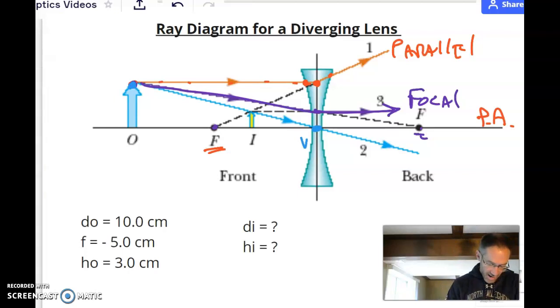And then you're going to have the chief ray, and the chief ray is going to go through that vertex, and it's not going to change direction. It's just going to keep on going because it has no angle of incidence, and so it has no angle of refraction. Now, the place where those three either cross or seem to cross, that's where the image is going to be. You can see that these three over here, the blue, the purple, the orange, they're never going to cross.